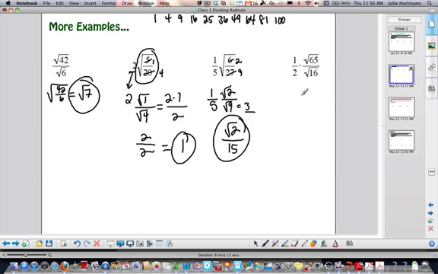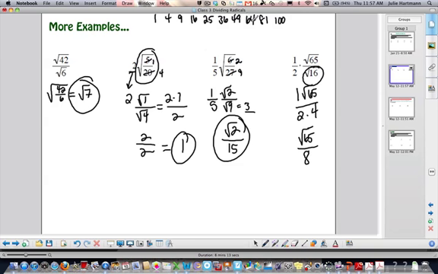Next, 65 and 16. Let's see, does anything go into both of those? I don't think so. No, I don't think so. So we have 1 times root 65, 2, root 16. What is the square root of 16? 4. So we have the square root of 65 over 2 times 4, which is 8.